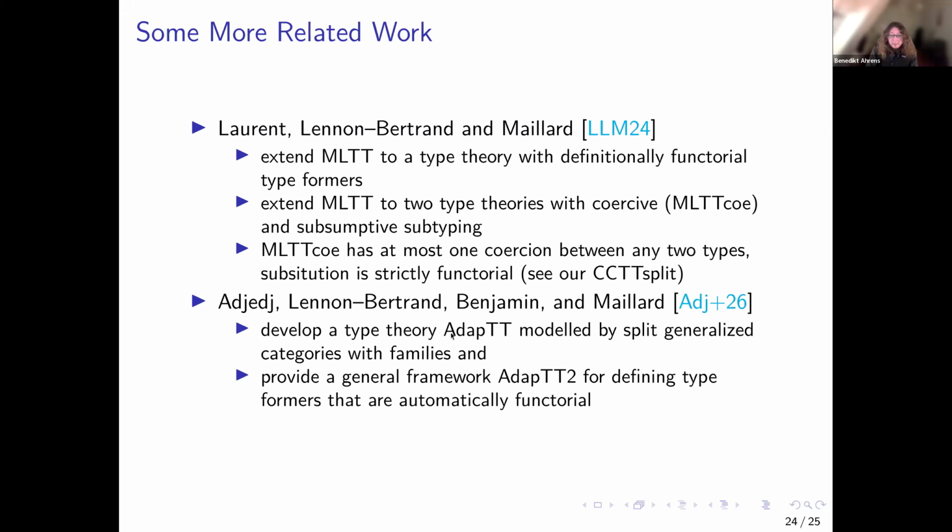So this type theory, again, is similar to our type theory, but it's again split. And they have a general framework and another type theory or framework, ADAPT-TT2, where they define type formers, or whether it allows one to define type formers that are automatically functorial. This is just some of the related work. There's a more extensive discussion of related work in the paper, but I felt like these are the ones that are maybe worth mentioning in this particular talk.